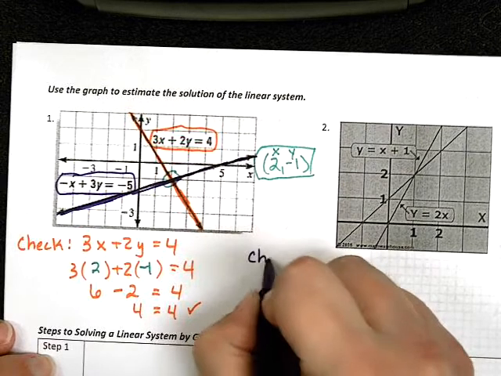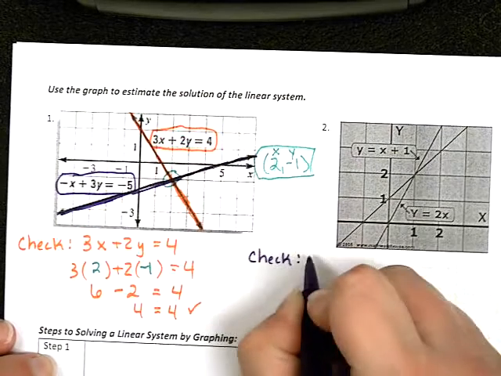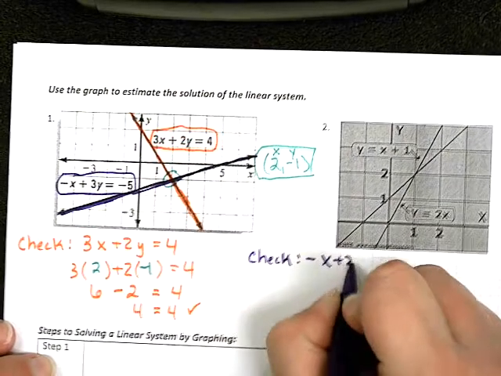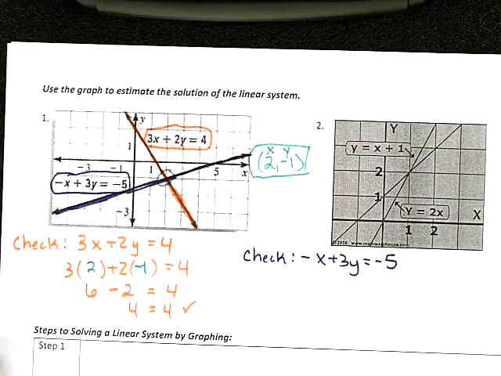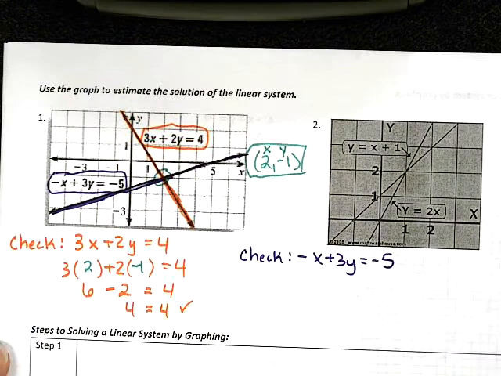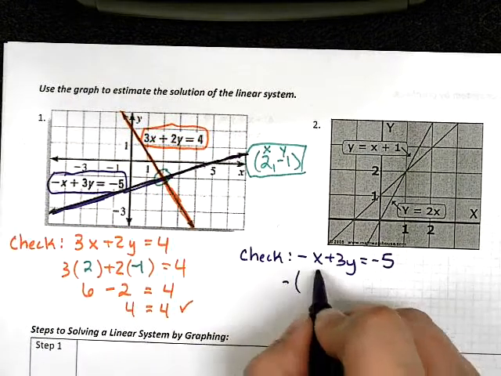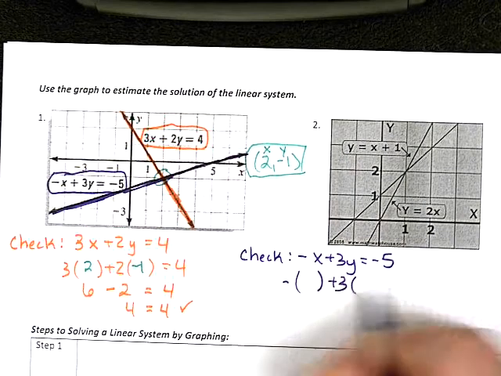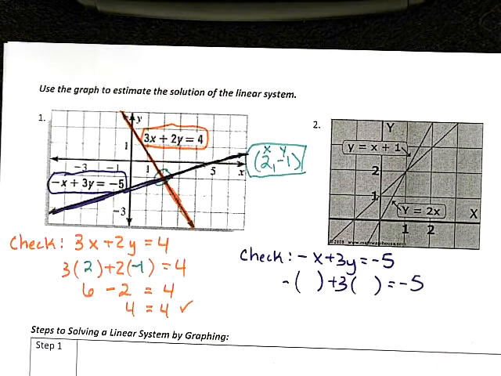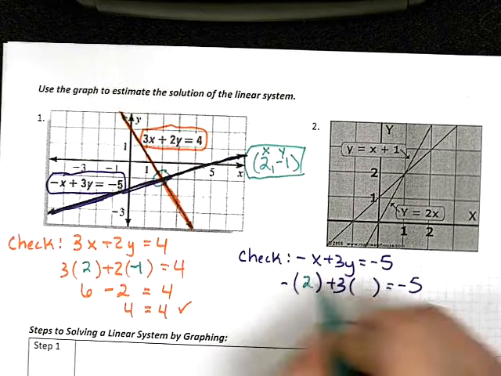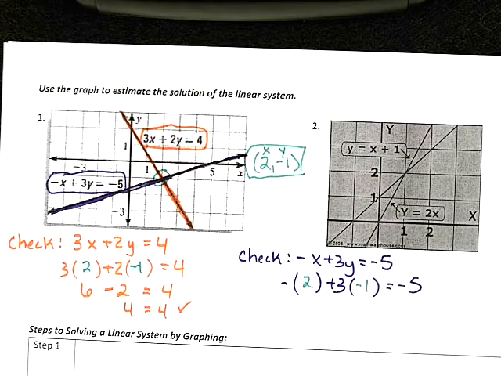So let's go over here and let's check -x plus 3y equals -5. And again, I'm going to take out the x and y and I'm going to put parentheses. So negative parentheses plus 3 parentheses equals -5. And inside my parentheses, I want to put my x and my y. So x was 2, y is -1. And now I'm going to simplify.